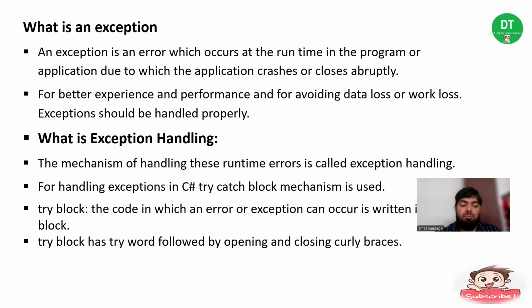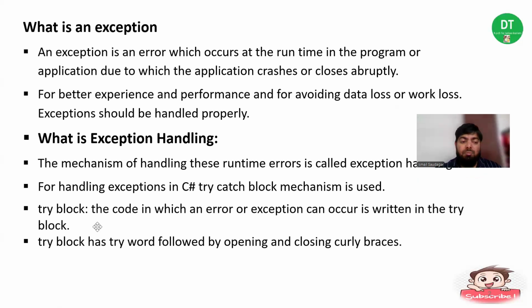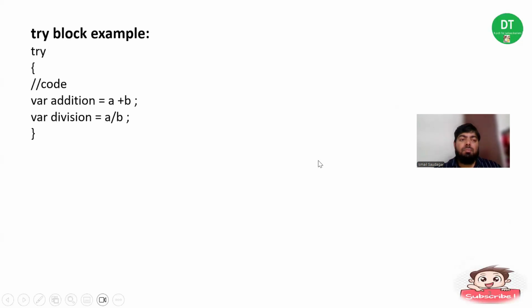We'll see what a try block is. The code in which an error or exception can occur is written in the try block. A try block has the word try followed by opening and closing curly braces. Here I have given an example of a try block. You can see I have written the word try, with an opening curly brace and a closing curly brace, and in this try block we have the code in which an error can occur.